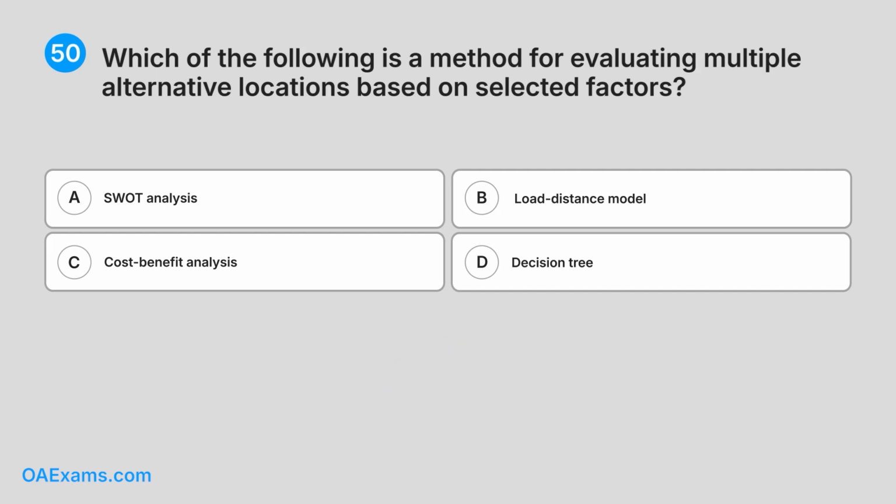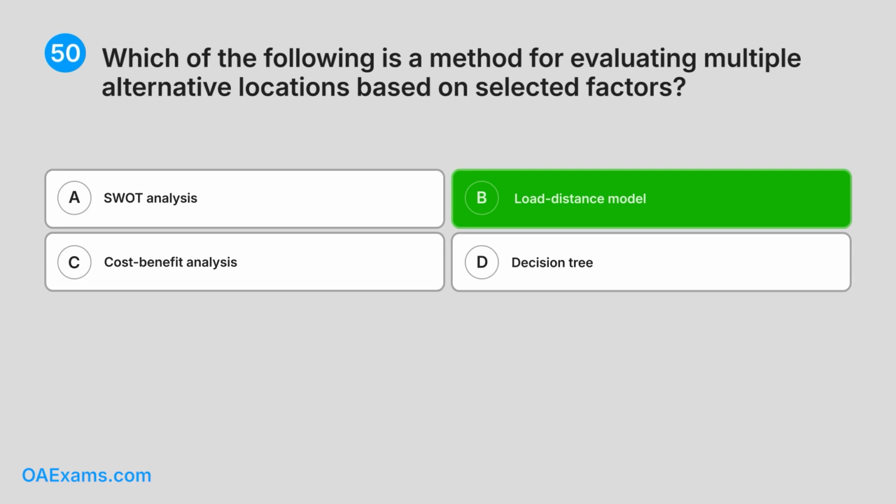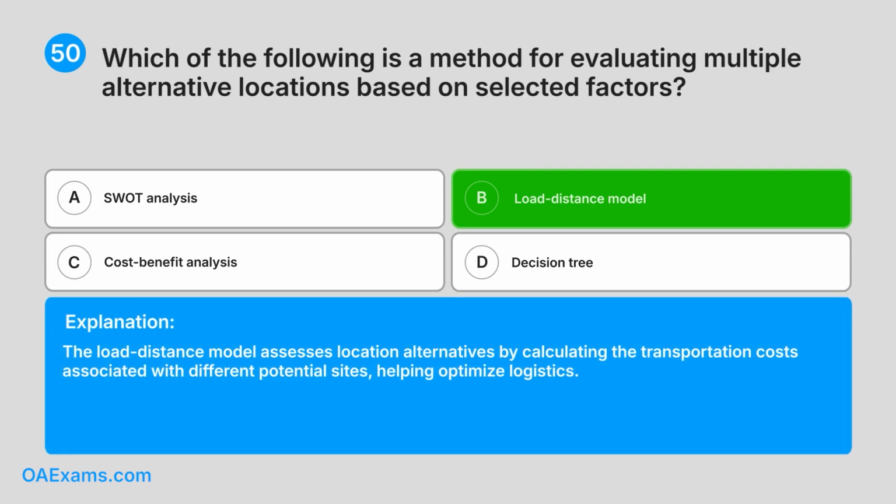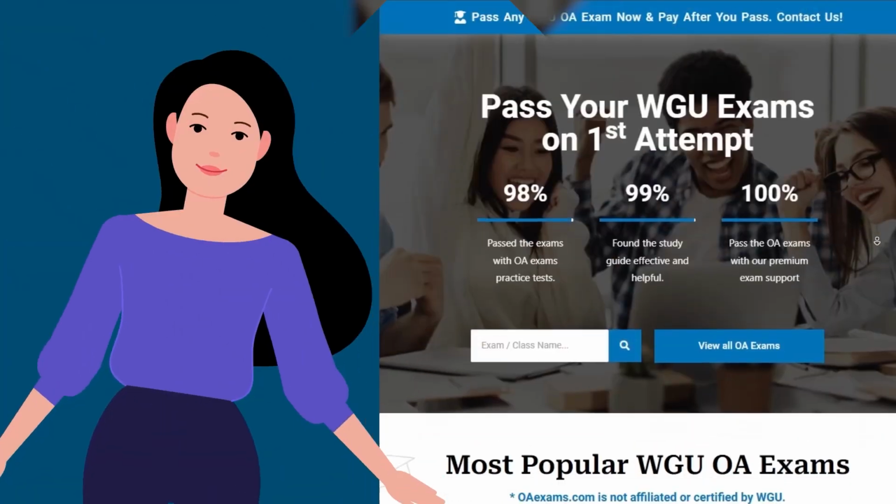Correct answer. B. Load distance model. Explanation. The load distance model assesses location alternatives by calculating the transportation costs associated with different potential sites, helping optimize logistics. You've reached the end of our first question set.